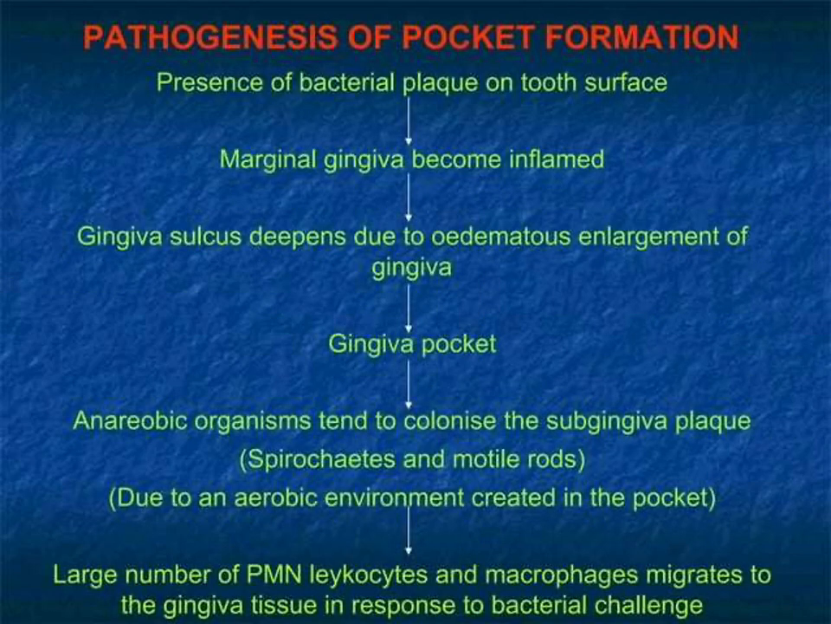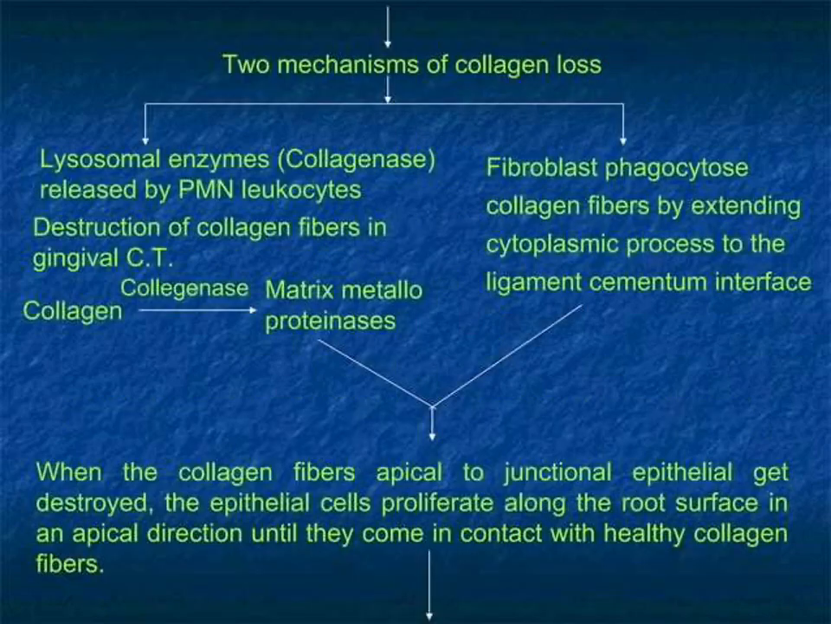Pathogenesis of pocket formation. Presence of bacterial plaque on the tooth surface causes inflammation of the marginal gingiva. The gingival sulcus deepens due to edematous enlargement of gingiva, which causes gingival pocket. The anaerobic organisms tend to colonize the subgingival plaque. A large number of PMNs, lymphocytes, and macrophages migrate to the gingival tissue in response to bacterial challenge. The two mechanisms of collagen loss are lysosomal enzymes and the activity of fibroblast phagocytosis.